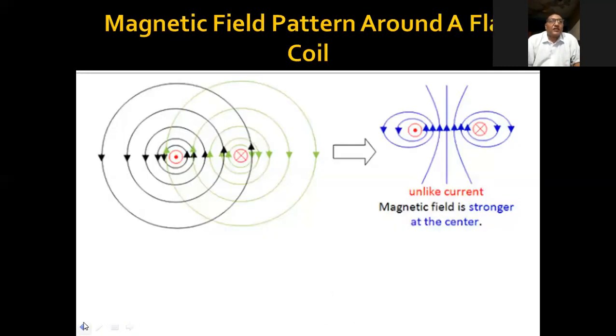Okay, so you can see that in the middle of the coil, the direction of the magnetic field line due to both the sides is same. So, let's go to the next one.